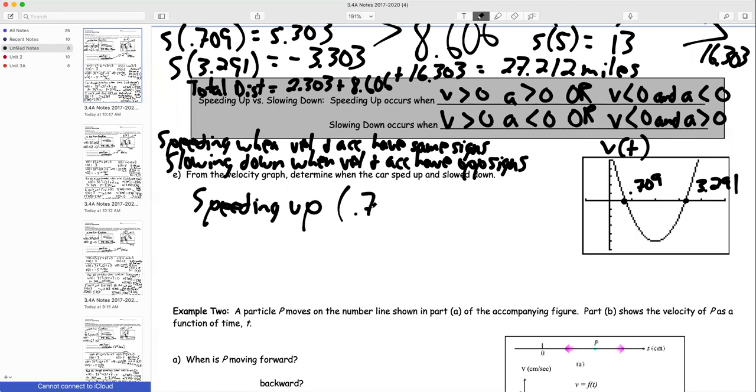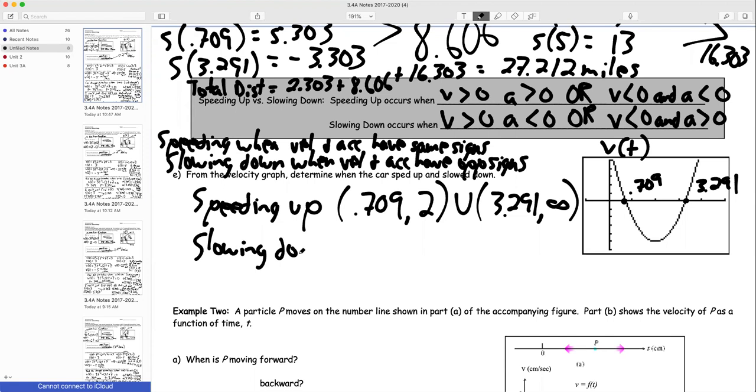From 0.709 to 2, and then from 3.291 to infinity, because the velocity and the acceleration have the same signs. And then slowing down, from 0 to 0.709, and then from 2 to 3.291.